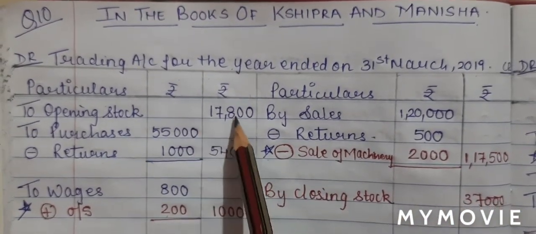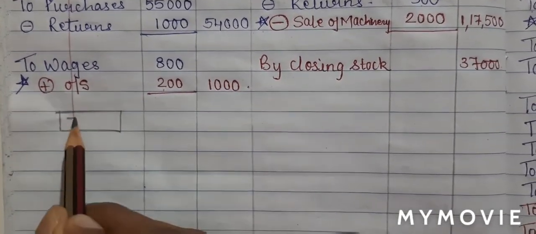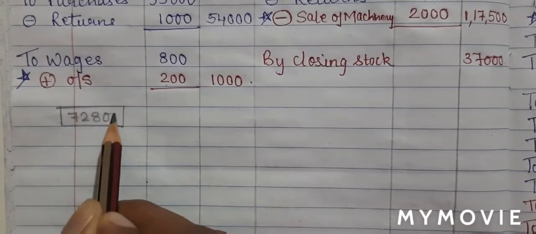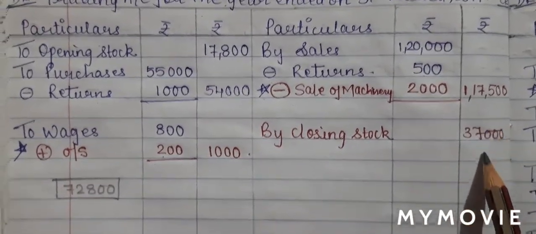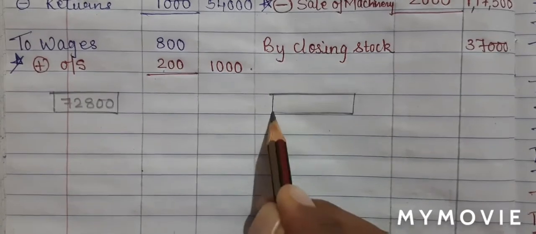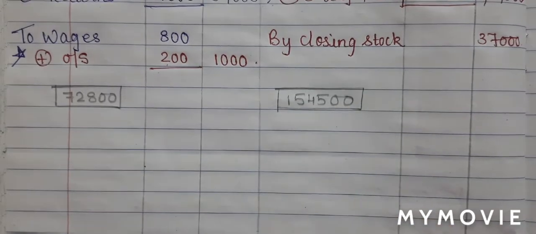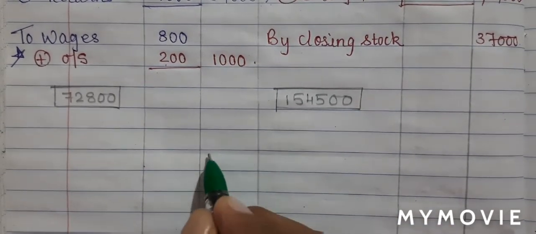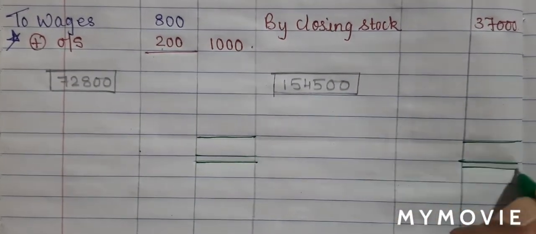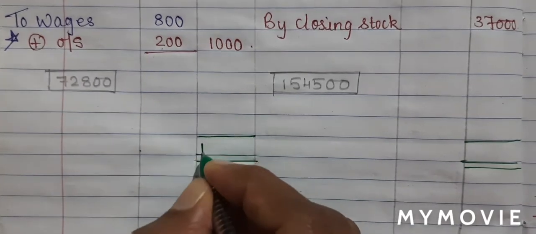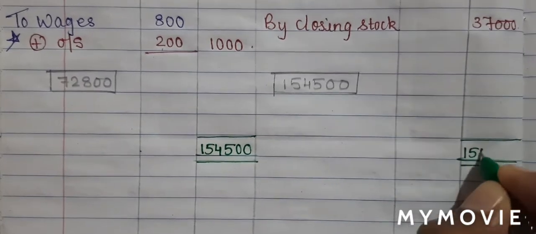So on the debit side, we will total all the amount. When we total this amount, we get a total of 72,800. And now in the same manner, I will total my credit column. When I total my credit column, I get a total of 1,54,500. Now students, we will follow the ledger format. We'll double underline on both the side. Bigger total to be written on both the sides. So 1,54,500 will be written on both the side.